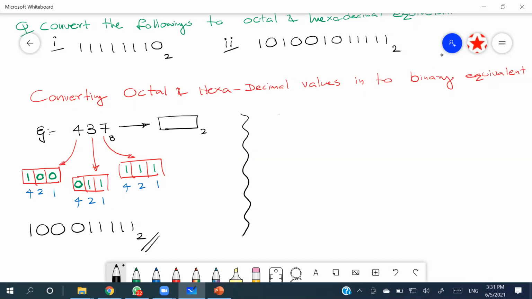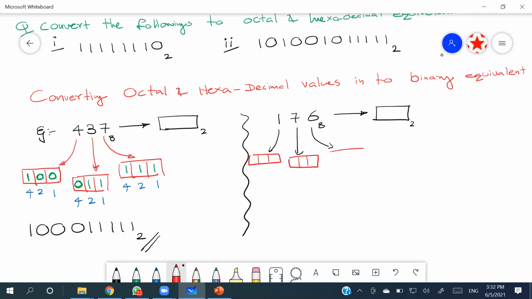I'm saying 176 in octal into binary. So what are we going to do? We are going to write these 3 as a group of 3 of binary. Right, so we know the place values 1, 2, and 4, 1, 2, and 4, and 1, 2, and 4. Here we go.